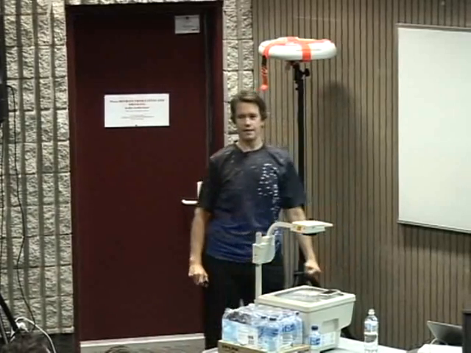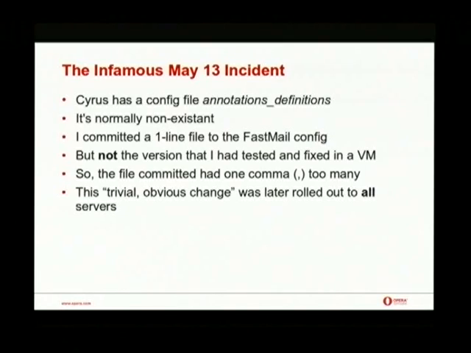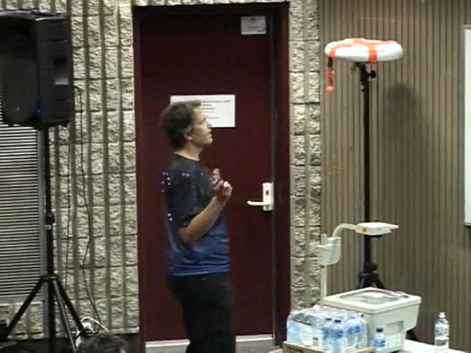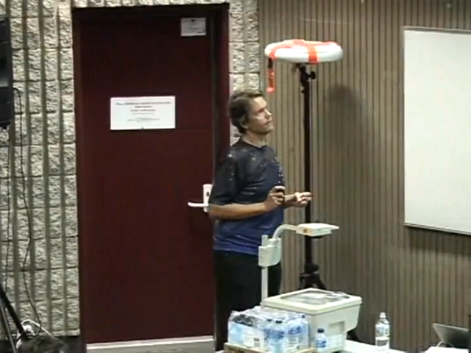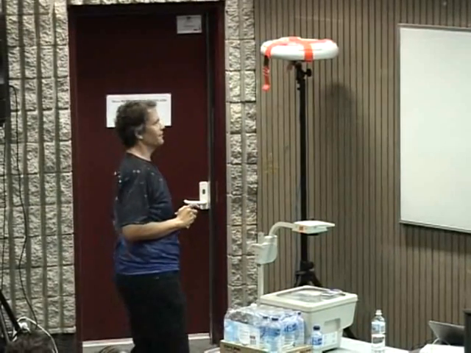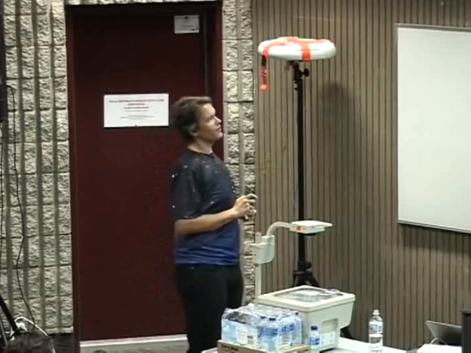The infamous May 13 incident. This is a bit of a mea culpa thing for me. In Cyrus we have this file called annotation definitions, which is almost always, in all instances where Cyrus is actually deployed, empty. Nothing's there. I committed a one-line file because we needed a feature for our internal Fastmail config, but not the one that I'd tested. Oh no, there was one comma too many.